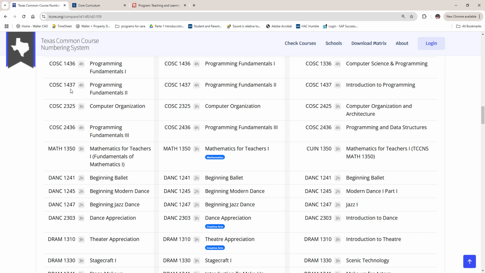So this is a real easy tool to use that you can exploit to make sure that the classes you're planning to take at the college are going to count at the university that you're planning to transfer to.